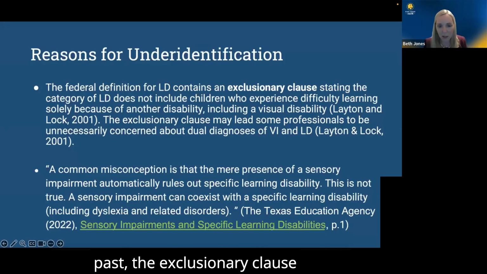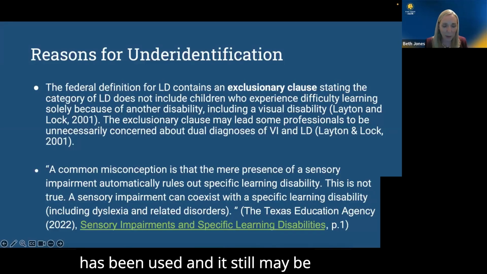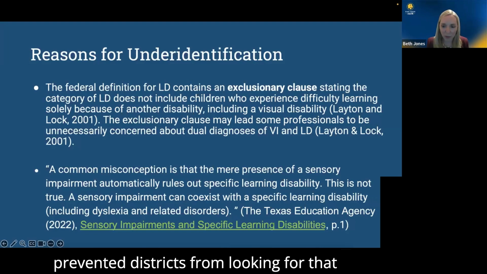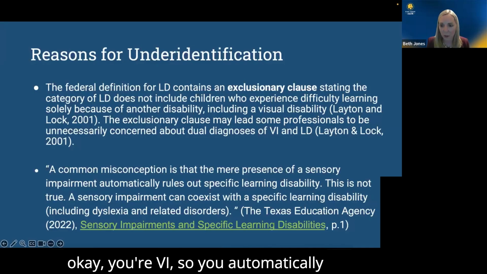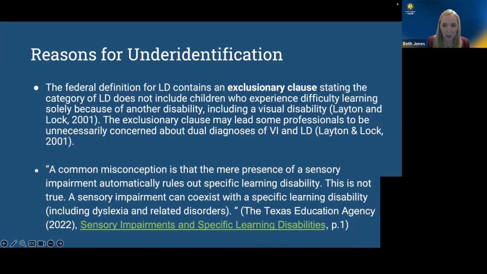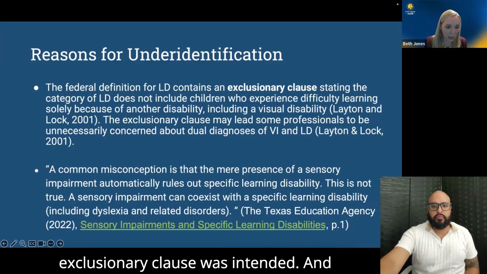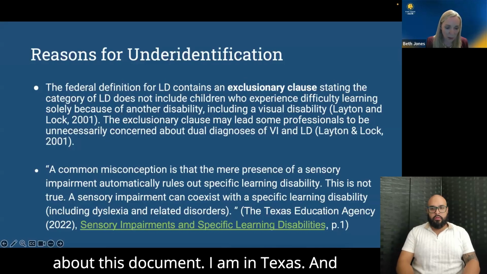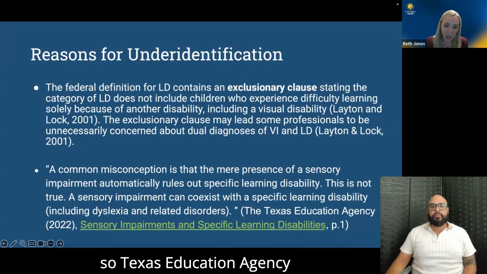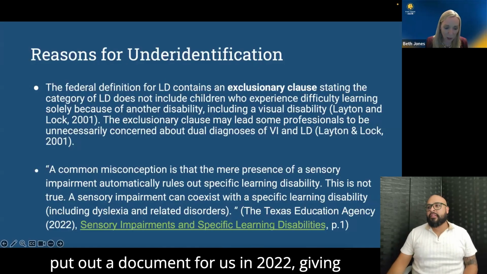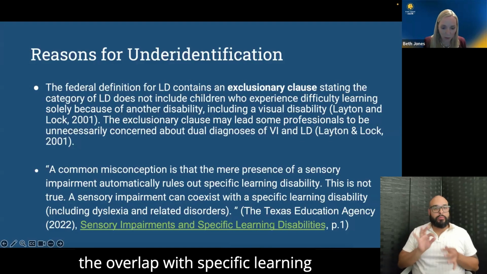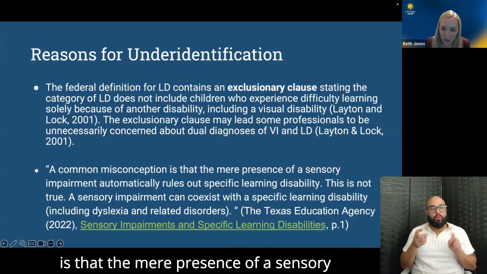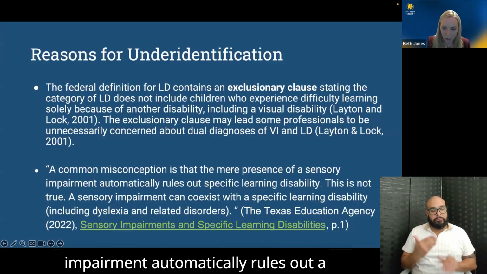And so in the past, the exclusionary clause has been used, and it still may be used, as a way that has prevented districts from looking for that dual diagnosis of VI and LD, thinking, okay, you're VI, so you automatically can't be SLD. But that's really not the way that exclusionary clause was intended. We've gotten some more recent guidance on that, and I'll talk a little more about this document. I am in Texas, and so the Texas Education Agency put out a document for us in 2022, giving some insight into sensory impairments and the overlap with specific learning disability. One of the quotes from that document is, a common misconception is that the mere presence of a sensory impairment automatically rules out a specific learning disability.